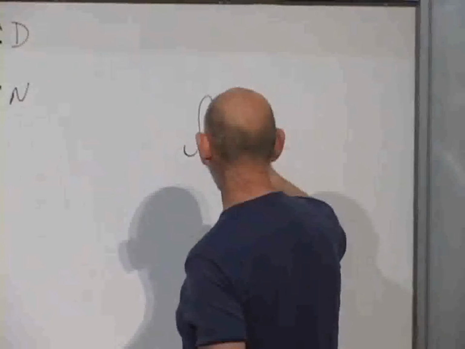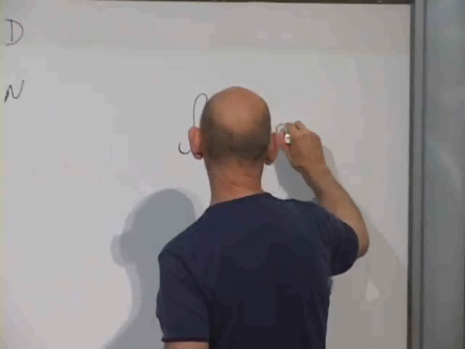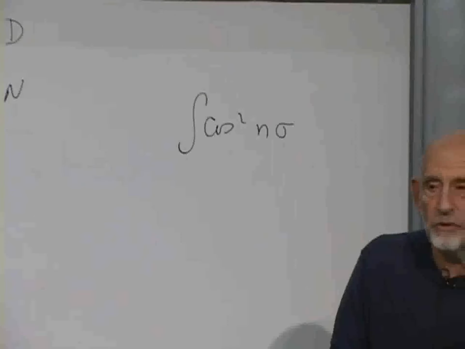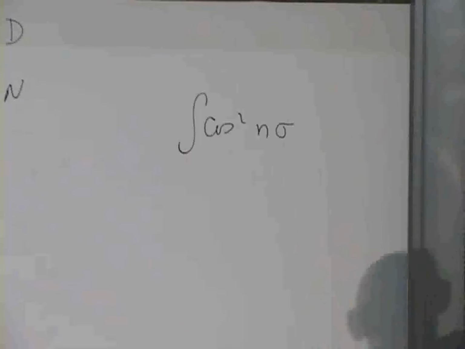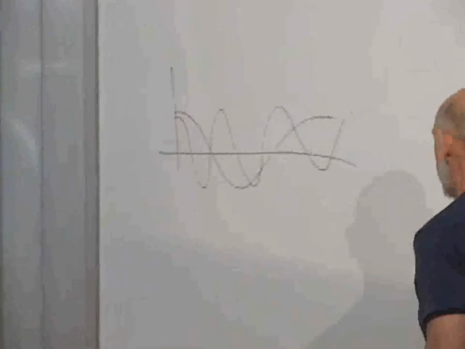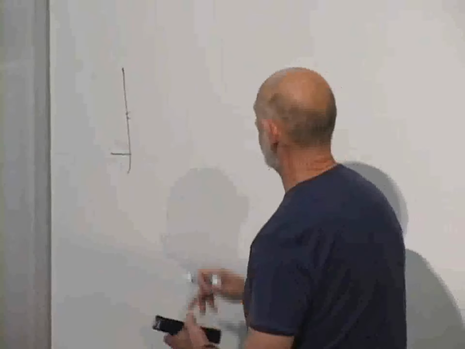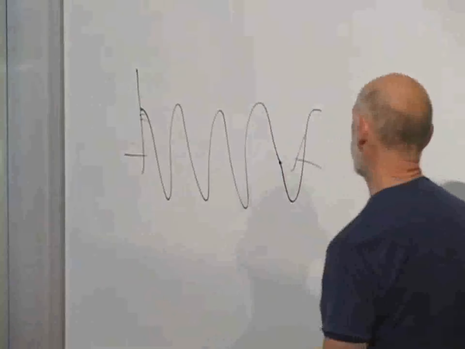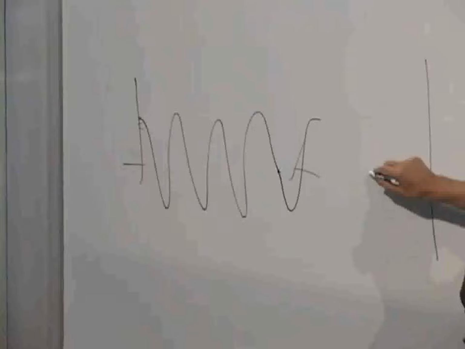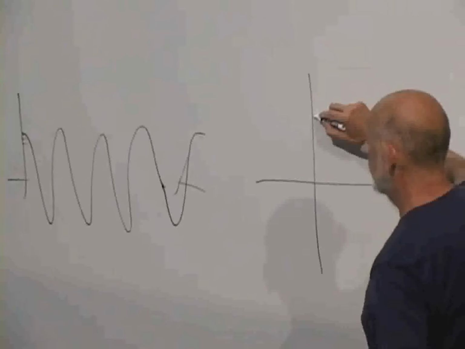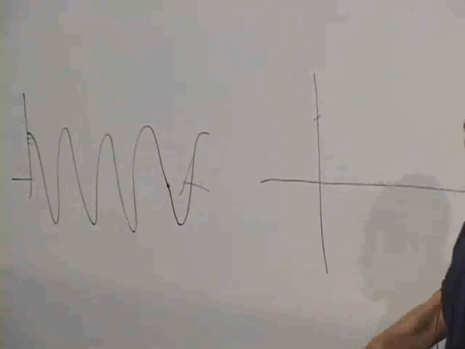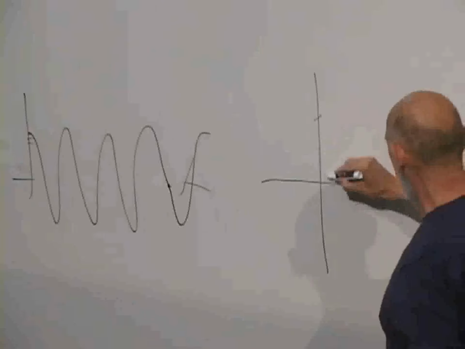So how do you figure that out? Let's say the integral of cosine squared n sigma. What does cosine squared vary between? It varies between 0 and 1. In fact, if some cosine function looks like this, the square of it will, of course, wherever it's 1, stay 1, but where it dips below the axis here, the square will be above the axis, so the square of it looks like this.